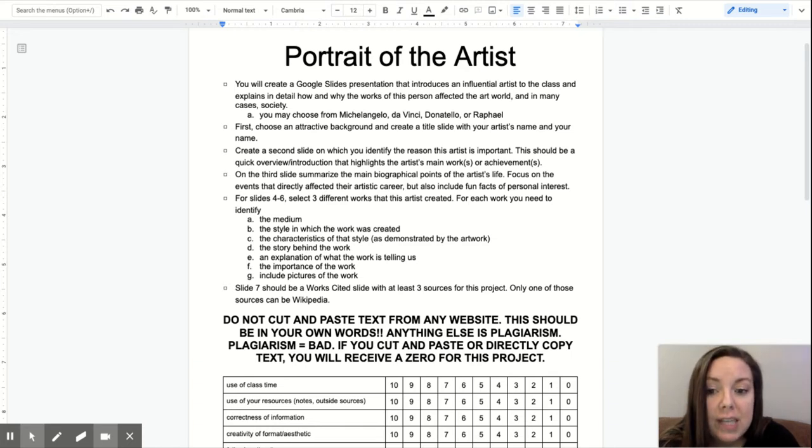Then for slides 4 through 6, so slide 4, 5, and 6, each of those slides is going to have a different work on it that artist created. So it can be a painting, a sculpture, a building, whatever that artist made. And for each of those works, you are going to identify these things. The medium, so what is it made out of? Is it oil and canvas? Is it fresco? Is it marble? Is it bronze? What is it made out of?